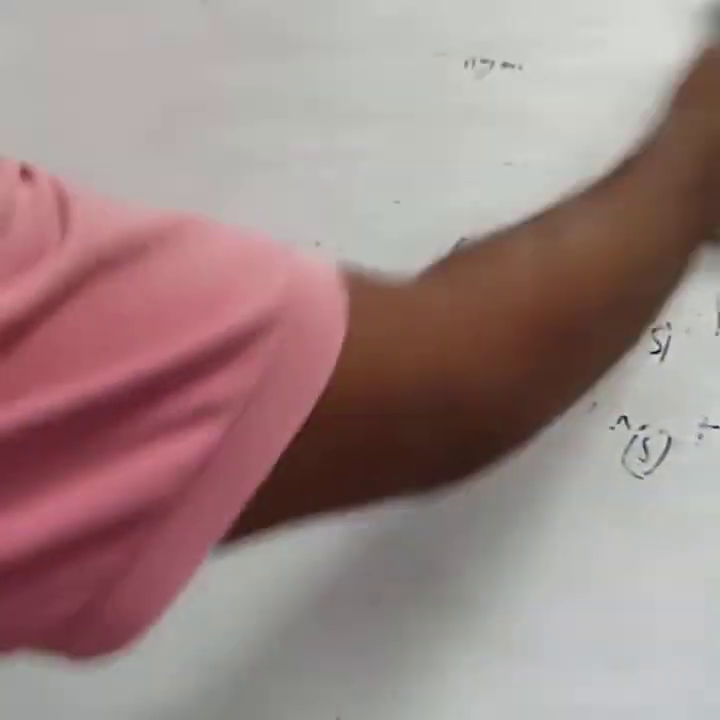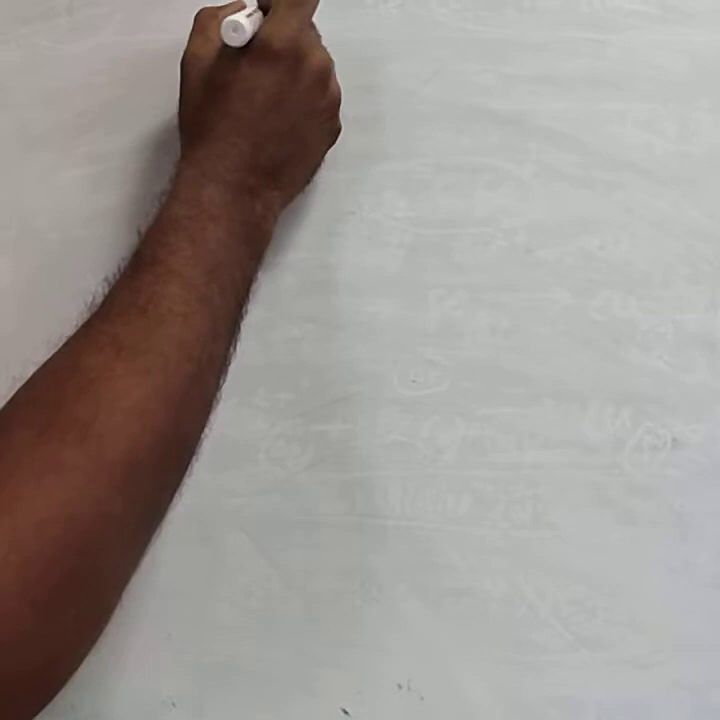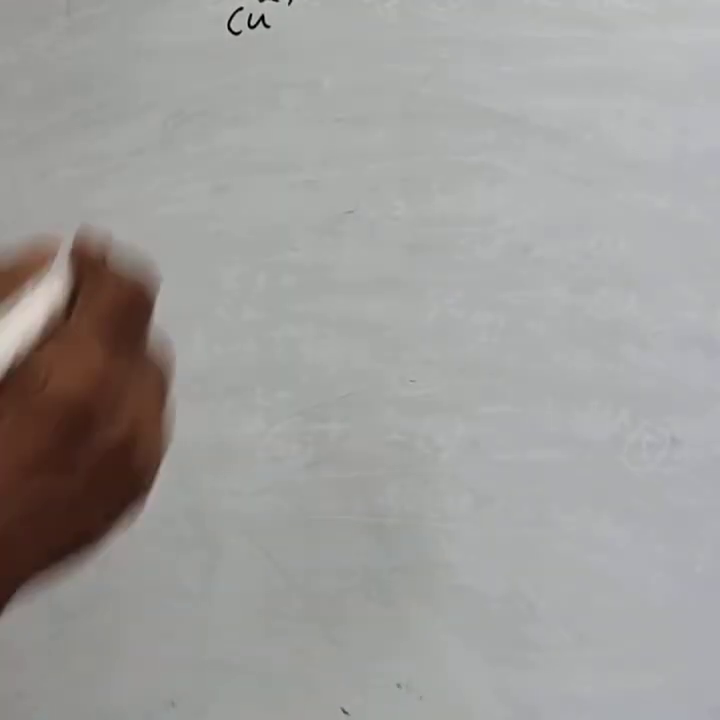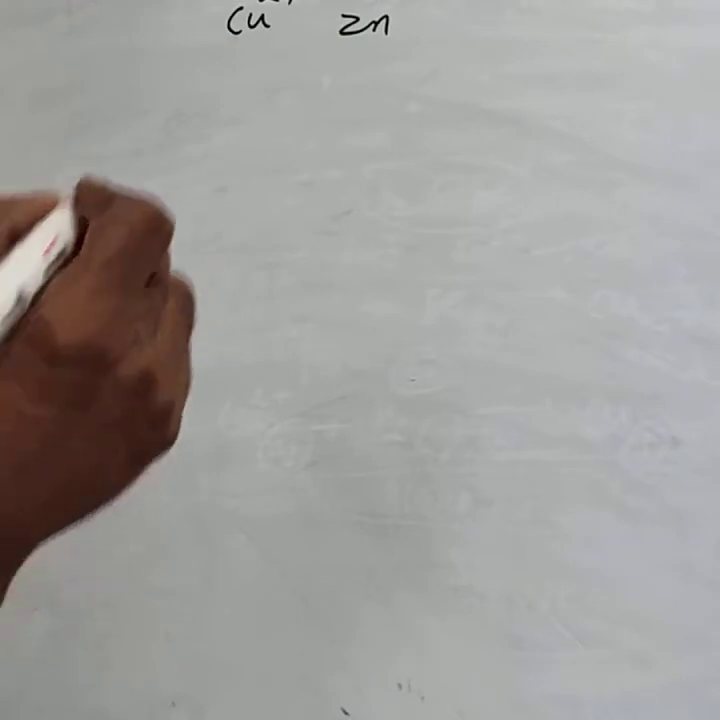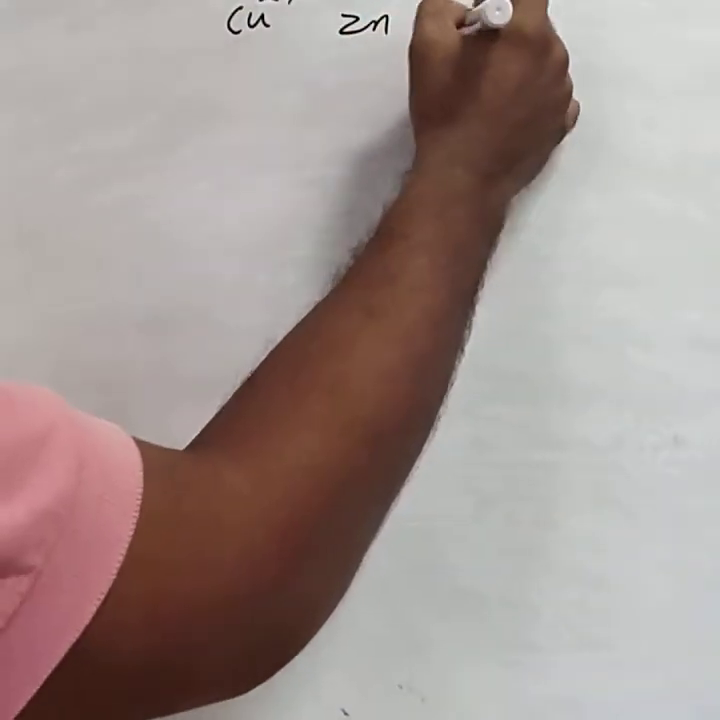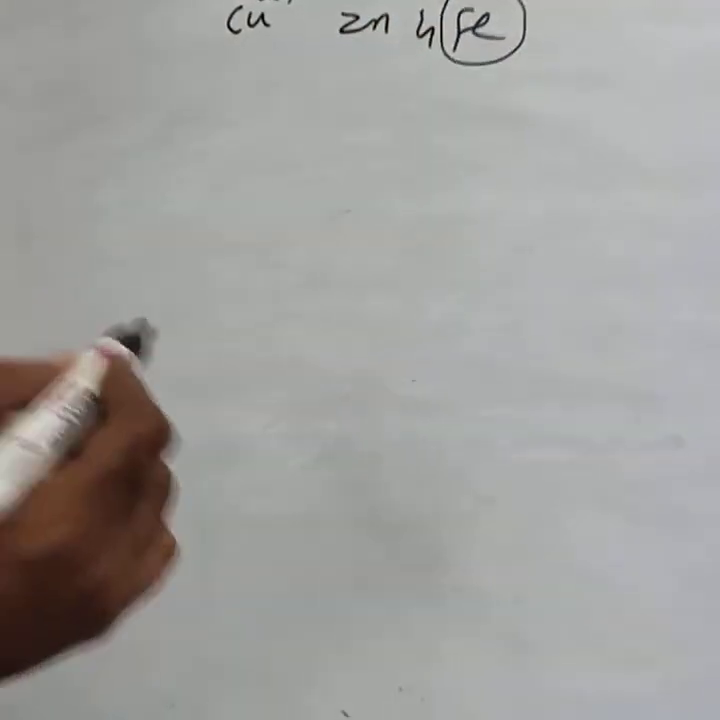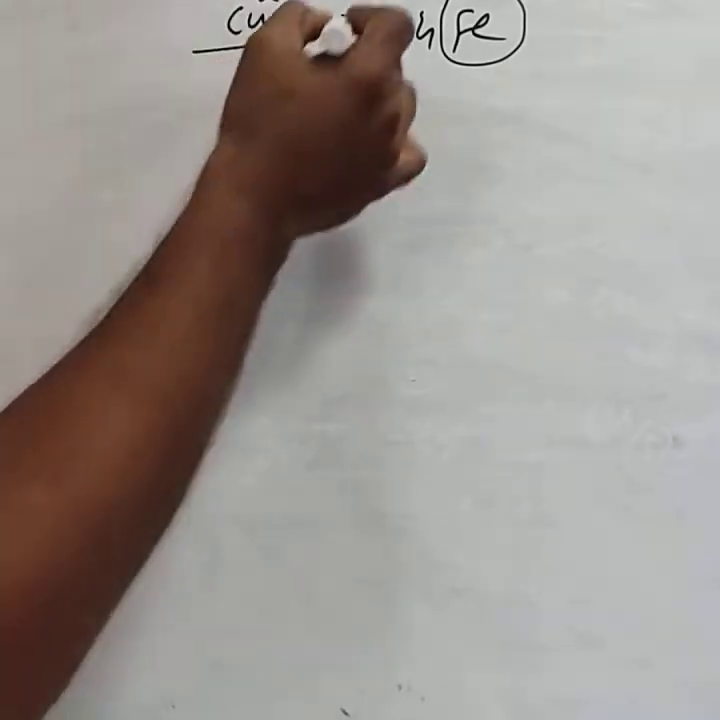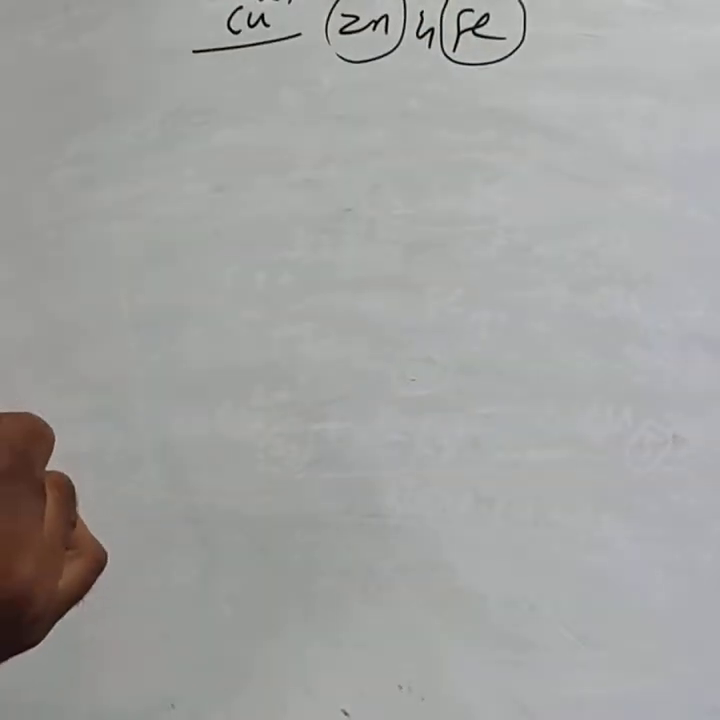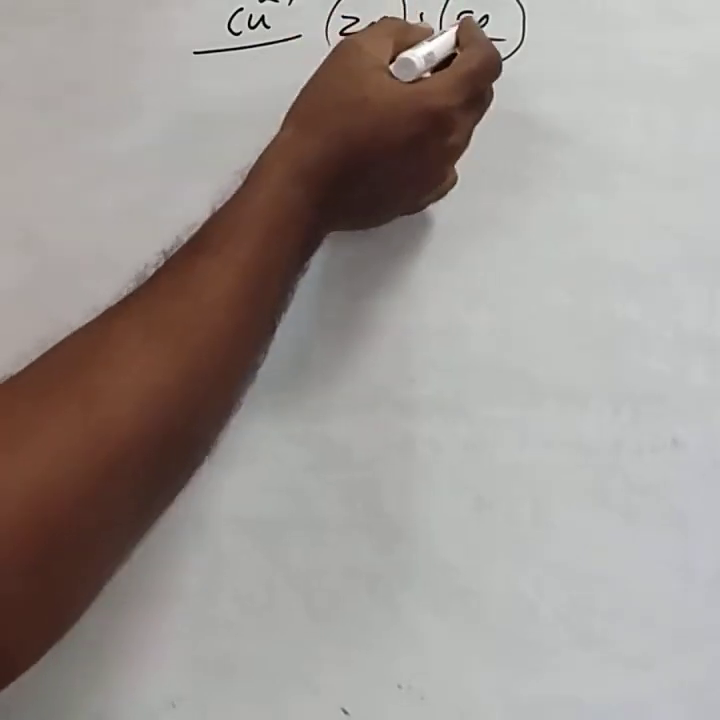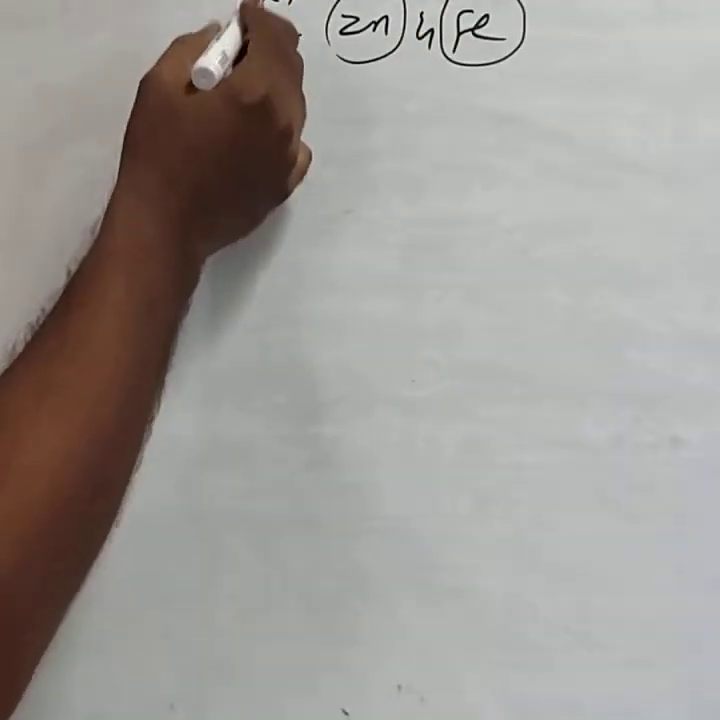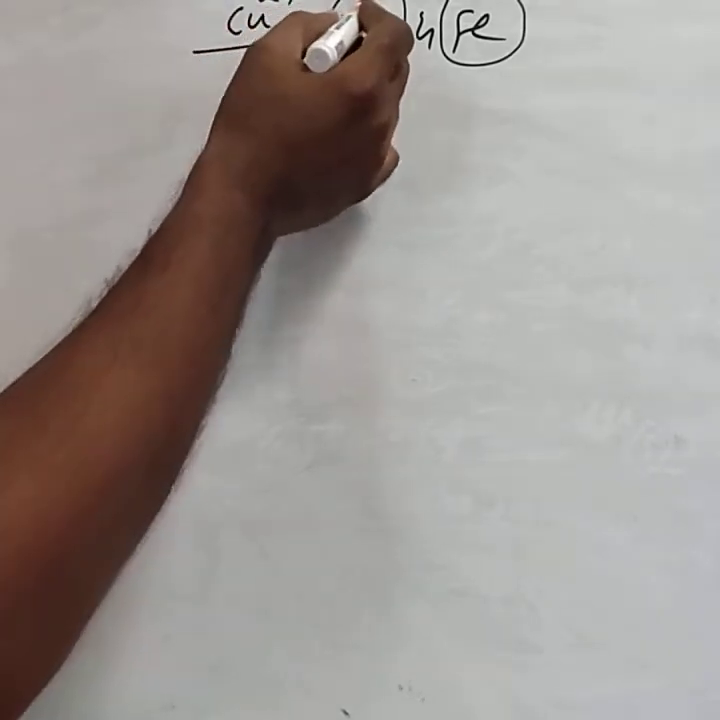Then in the 2020 exam, the final last year exam, in the 2020 last paper, they asked one more question. For the reduction of Cu2+, out of zinc and iron, iron is advisable, but not zinc. Why is iron advisable to reduce Cu2+ to Cu, but not zinc? This is the question.